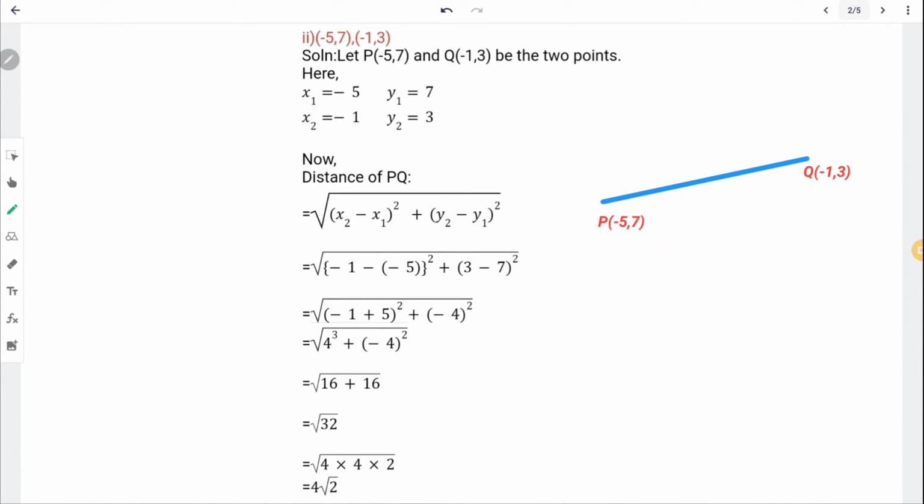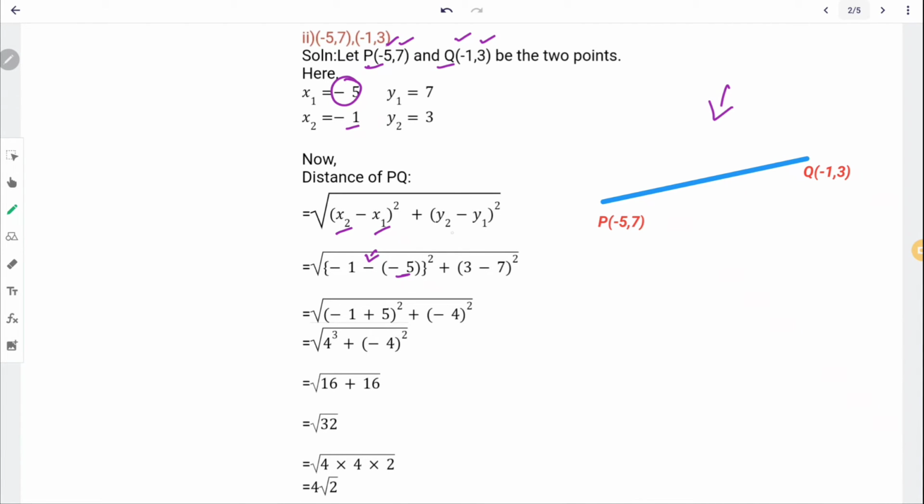So let's try one more. (minus 5, 7) and (minus 1, 3). Once again, we'll take them to be P and Q, so you can already see here, and put the values again. This is x1, y1, x2, y2. Now the distance of PQ, write the distance formula again, and we'll just start putting the values. So x2 is what? Minus 1, and then x1 is minus 5. You can see that this minus is there because of the formula, but if you look at x1, it is minus 5, so under bracket minus 5.